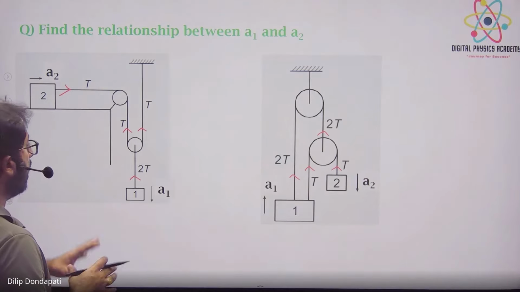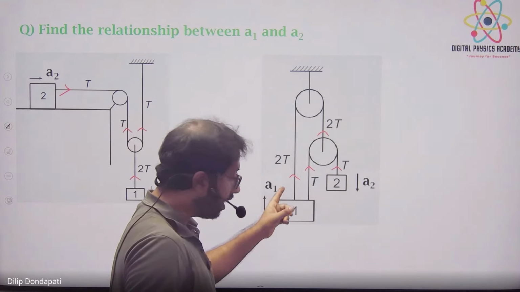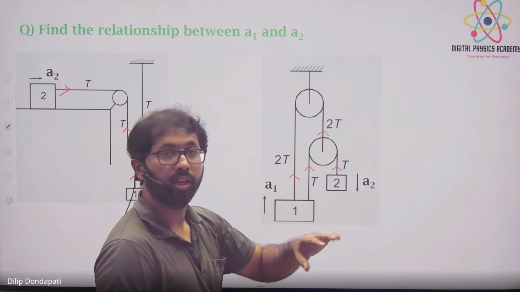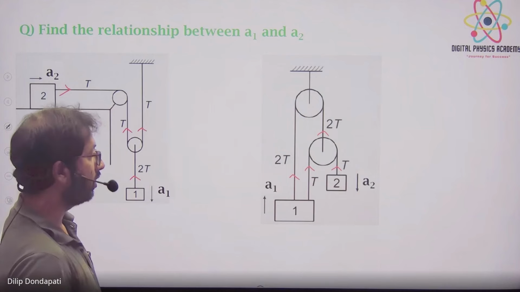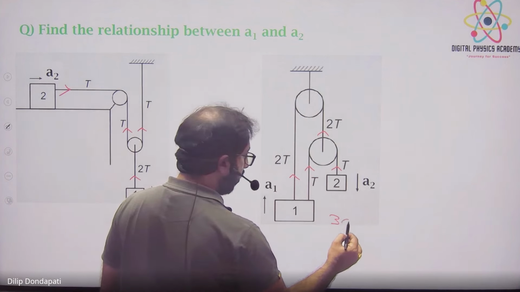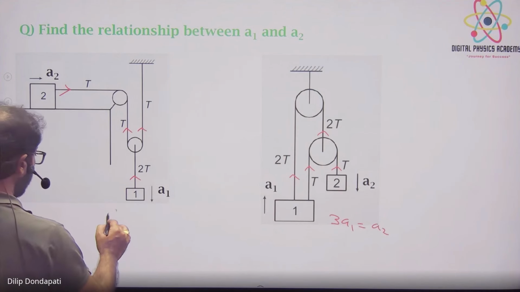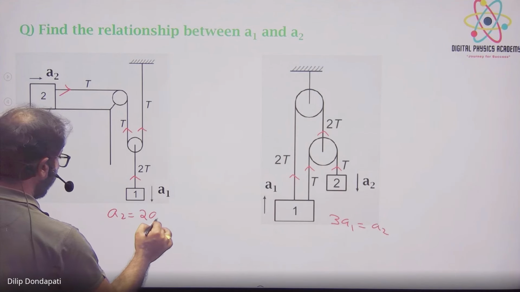So won't it be 3a1 minus a2? No, the relationship between A1 and A2 for the second case. What is the relation between A1 and A2? It will come as 3a1 equal to a2. Yes, correct. Here 3A1 is equal to A2. So in the first one I got 2a1 is equal to a2. Very good.